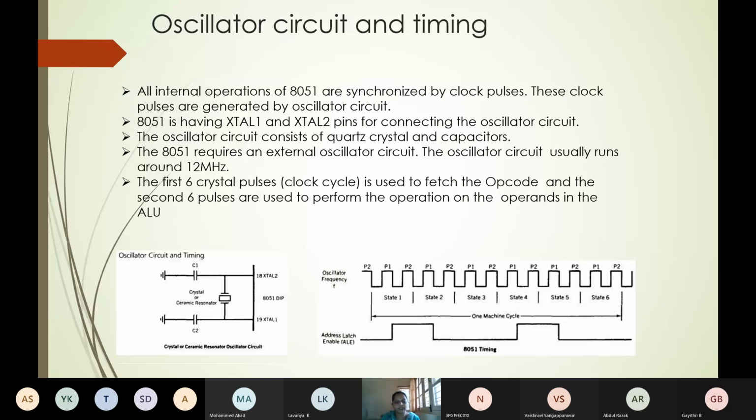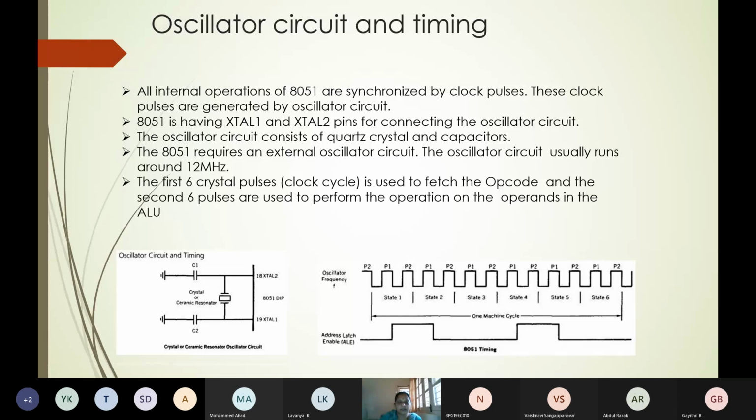You know that in the 8051 microcontroller, on the chip you have two pins, XTAL1 and XTAL2. These pins are used to connect the oscillator to the microcontroller. All the operations of the microcontroller are synchronized with the clock pulse. So the external oscillator circuit or the external crystal is connected to the pins XTAL1 and XTAL2.